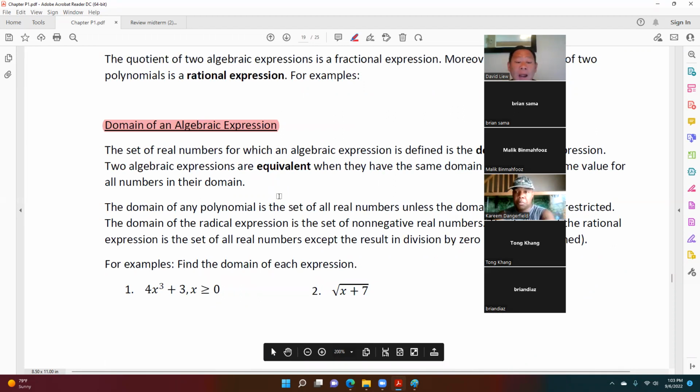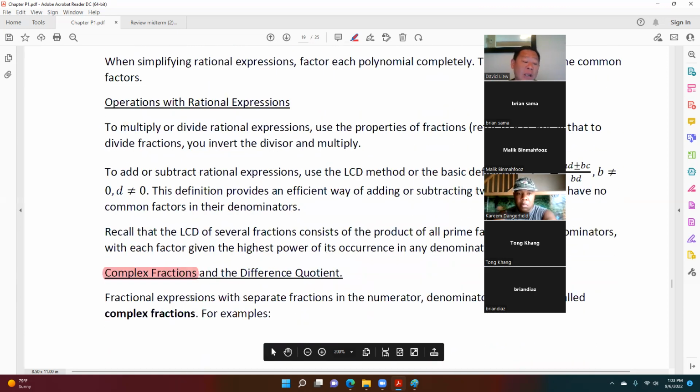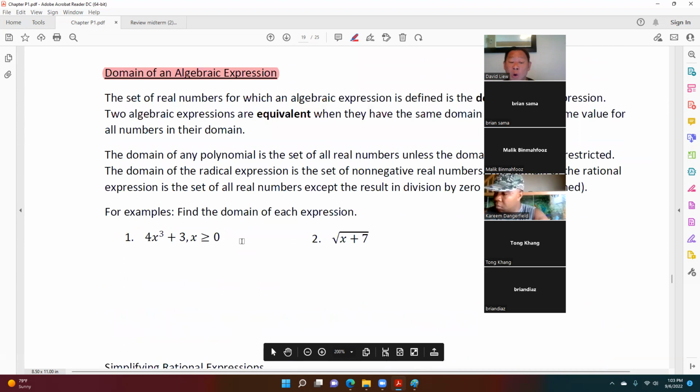When you do your P5, the first few questions are about the domain of an algebraic expression. And the last few questions in P5 are about complex fractions. So those are the two components we didn't finish. Let me go over this with you guys. This is actually lecturing.